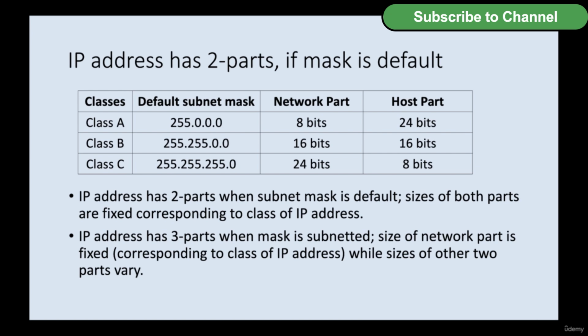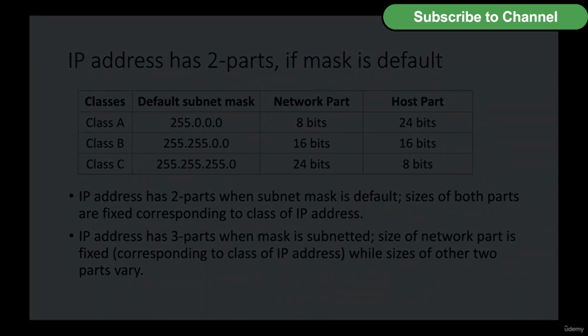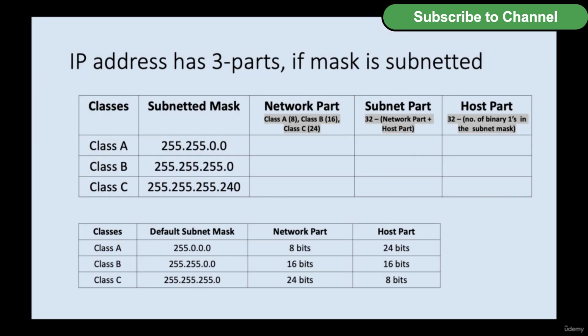And when class of IP address is C and mask is default, network part will consist of 24 bits and host part will consist of 8 bits. So 24 plus 8 makes a total of 32. Now we are going to start our discussion about IP addresses which have three parts, and IP addresses have three parts if mask is subnetted.